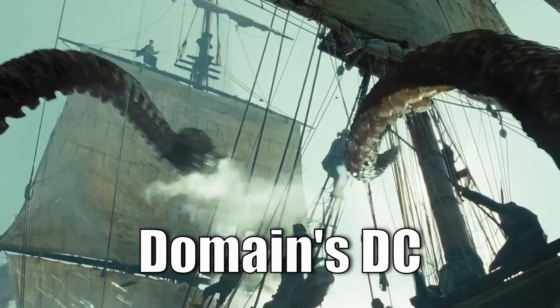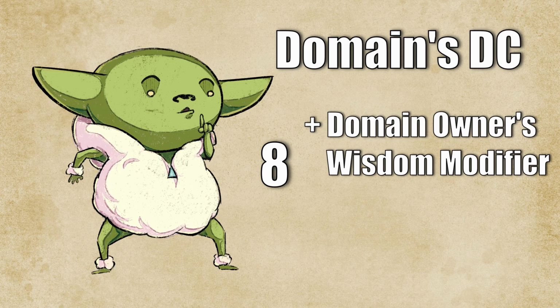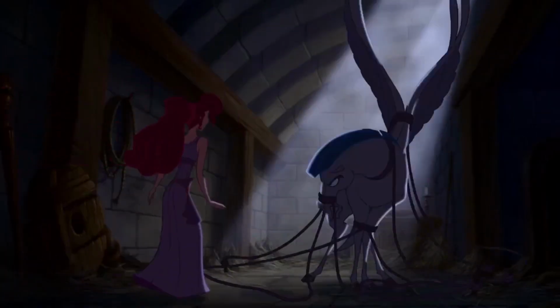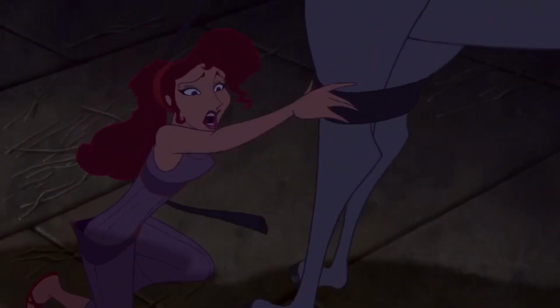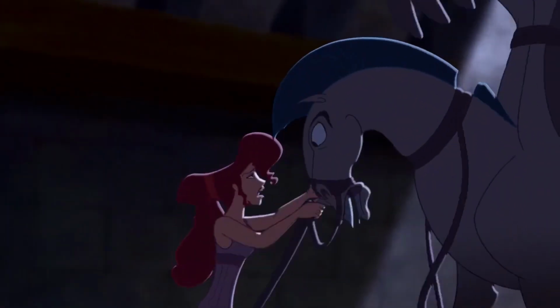against the domain's DC. And to calculate a domain's DC, it is 8 plus the domain owner's wisdom modifier plus half of that creature's CR level. Alternatively, other creatures can also spend an action to try and break someone else free by making a strength check against the same DC. It's simple, it's clean, and it adds a whole cool dynamic to your fights.